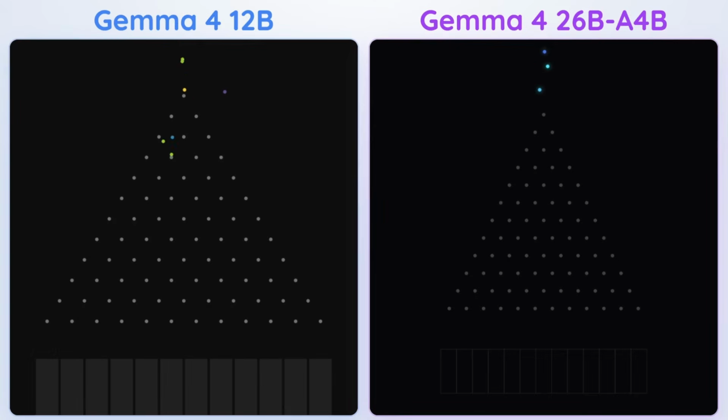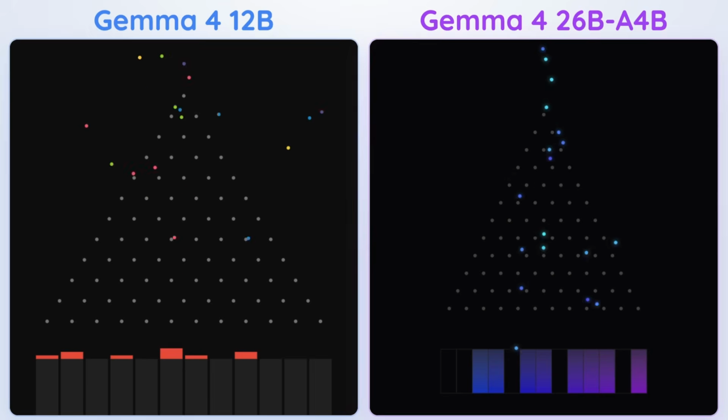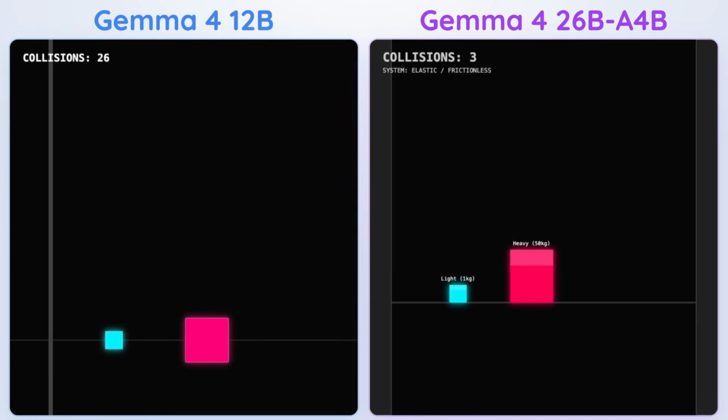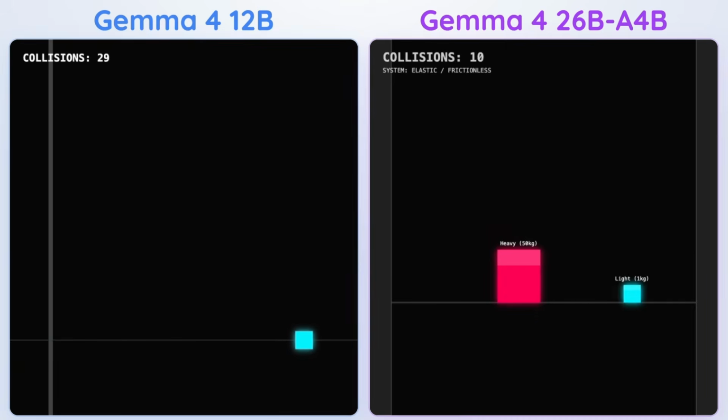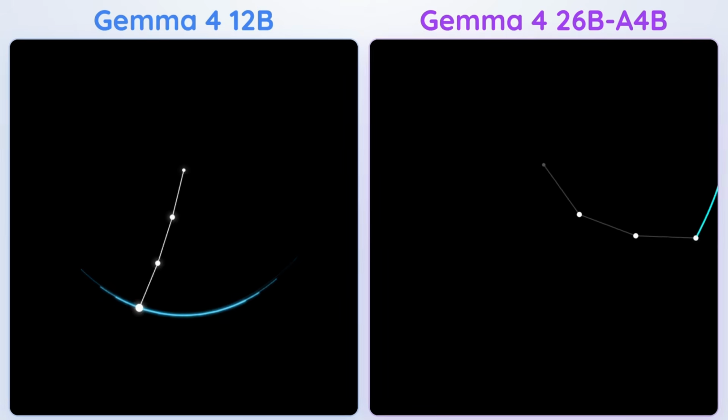Now let me show you the real-world test comparison from Reddit, where someone tested both Gemma models side by side. The comparison shows 3 different scenes. The Galton board test shows both models understanding particle distribution. The collision test shows how each model handles physics simulation. The triple pendulum test demonstrates chaos theory understanding.